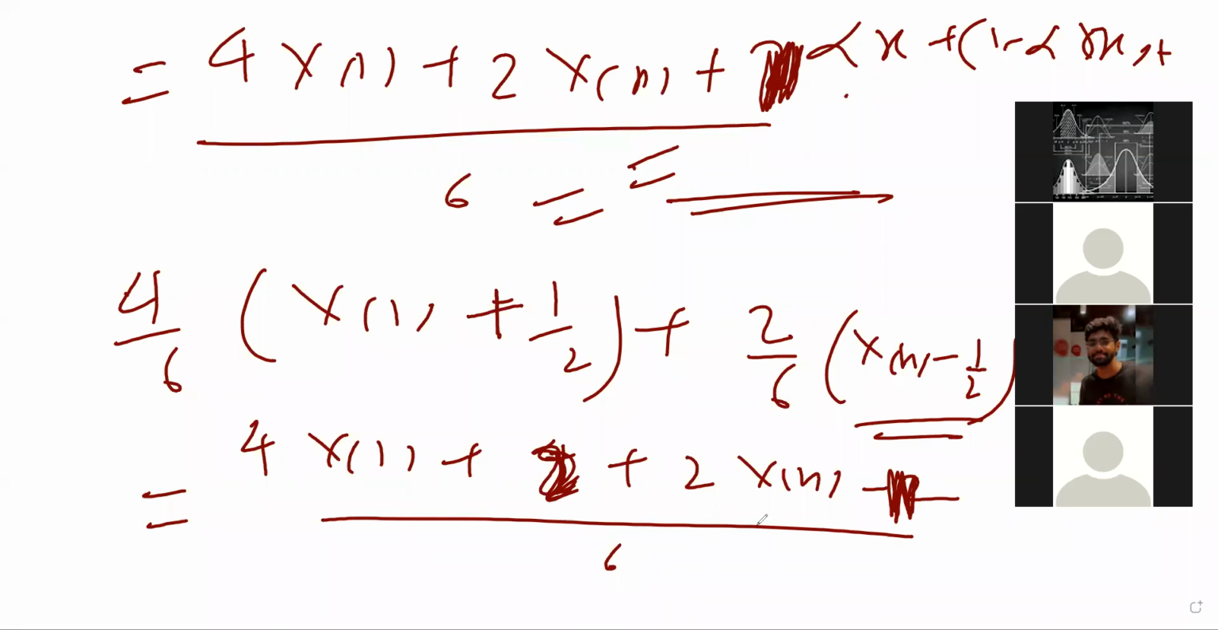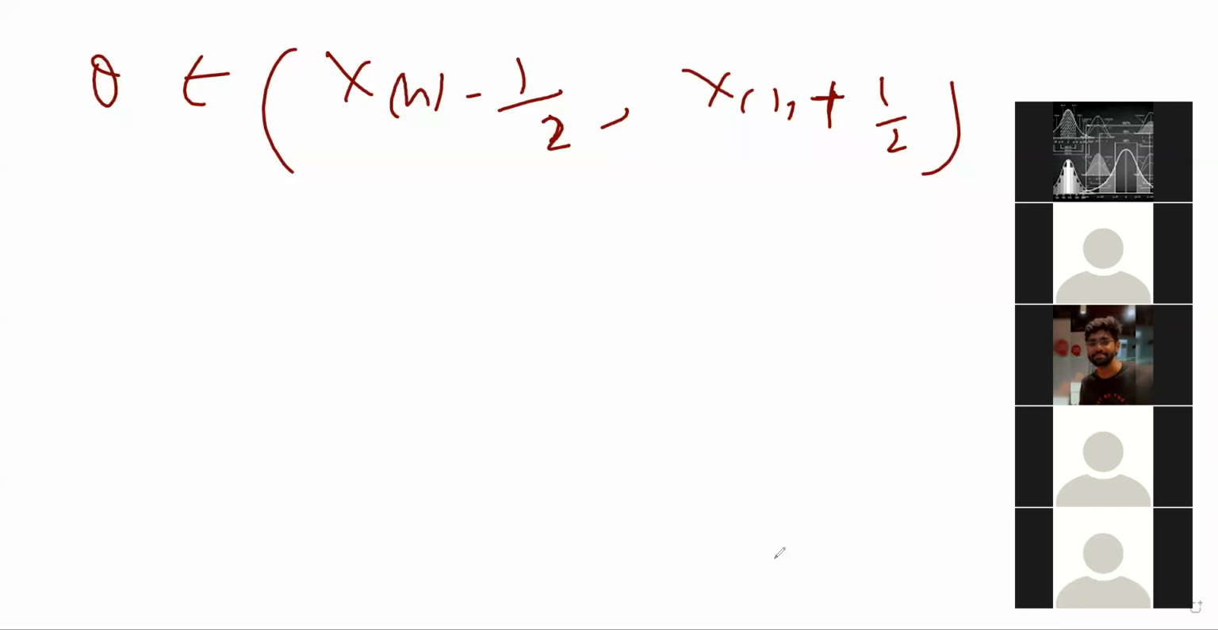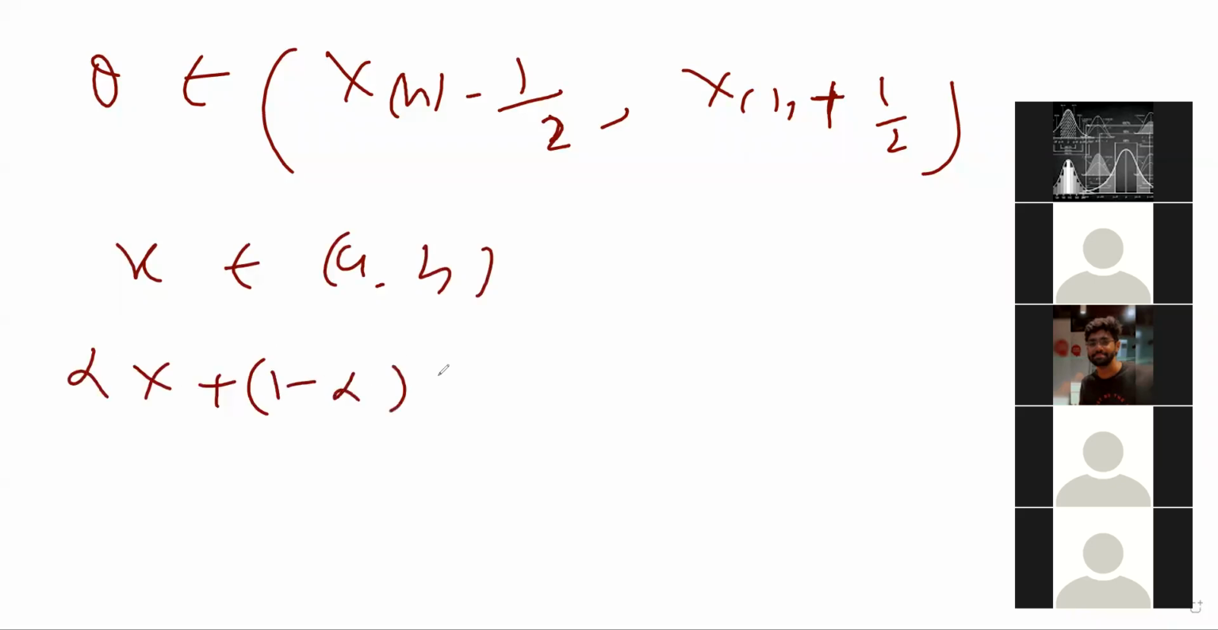Yes, Soumya. So again, I am repeating it. See, theta is lying between xn - half to x1 + half. Soumya, can you please unmute your audio? Yes, sir. Till here you understood? Now, we know that if x is lying between a to b, then alpha x + (1 - alpha) x will also lie between a to b, if alpha is lying between 0 to 1. This is a convex combination. It is a simple thing.